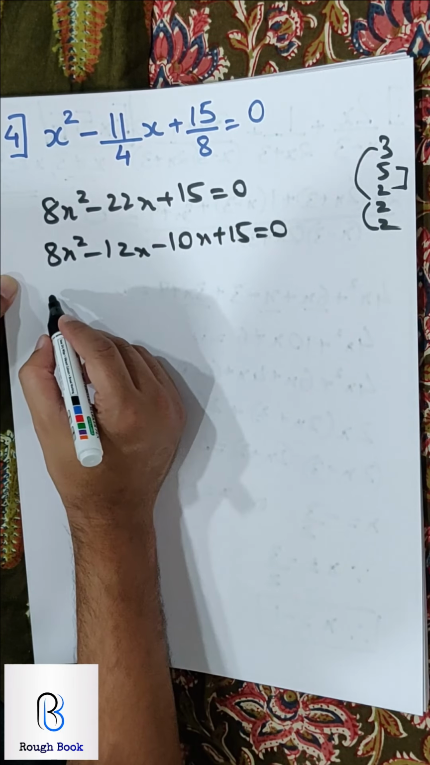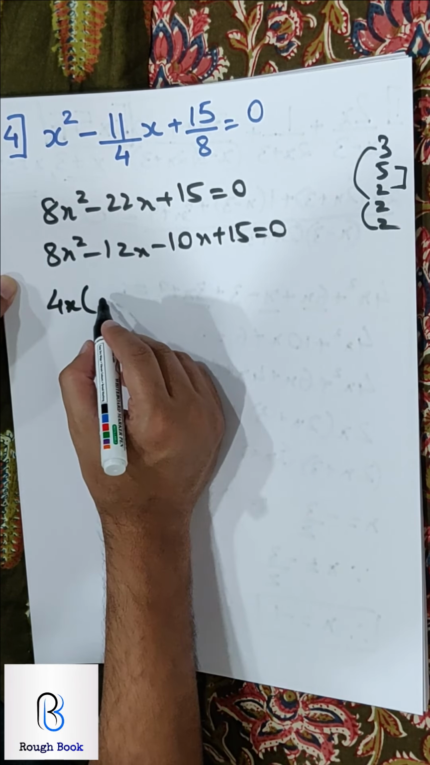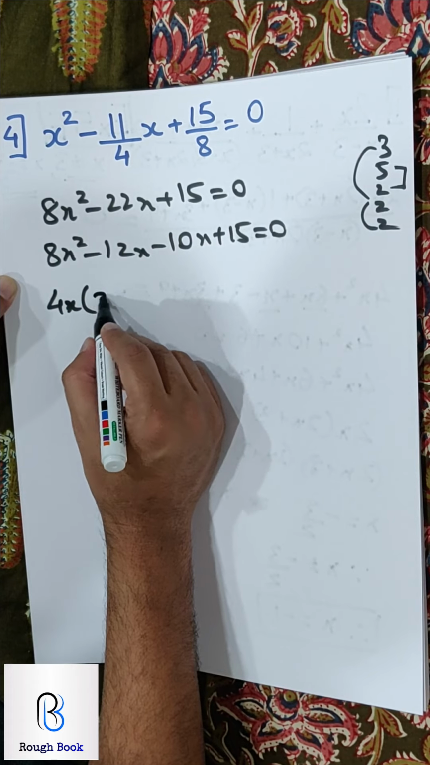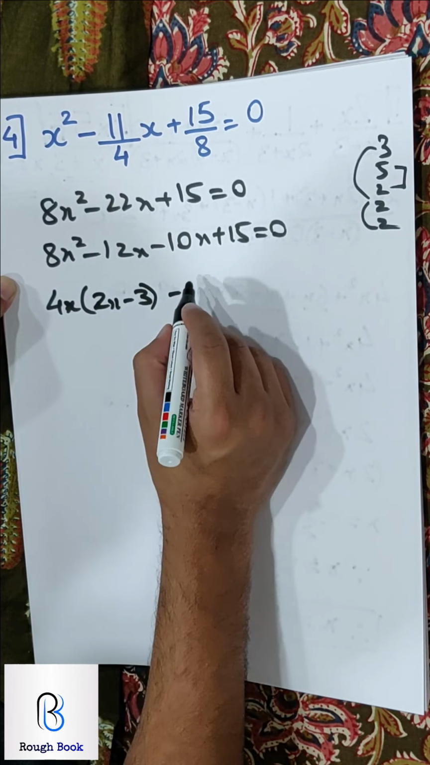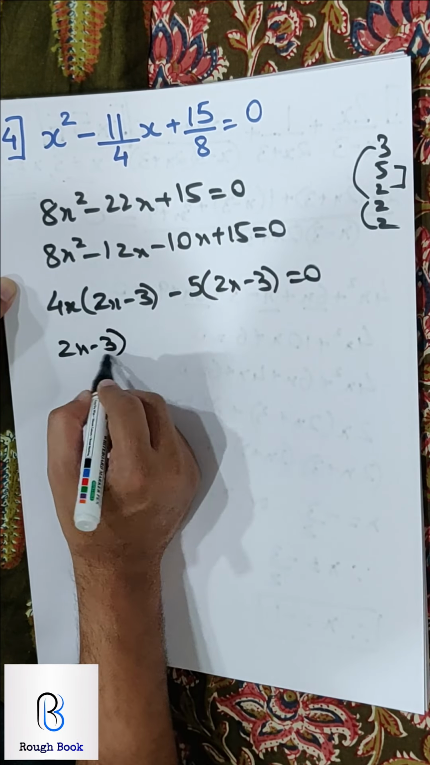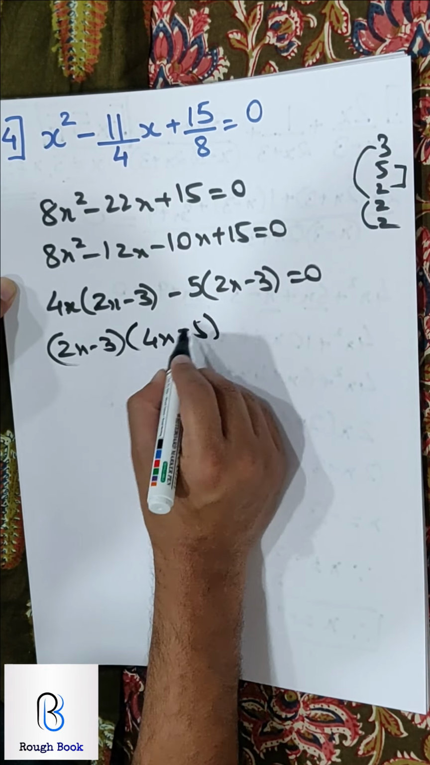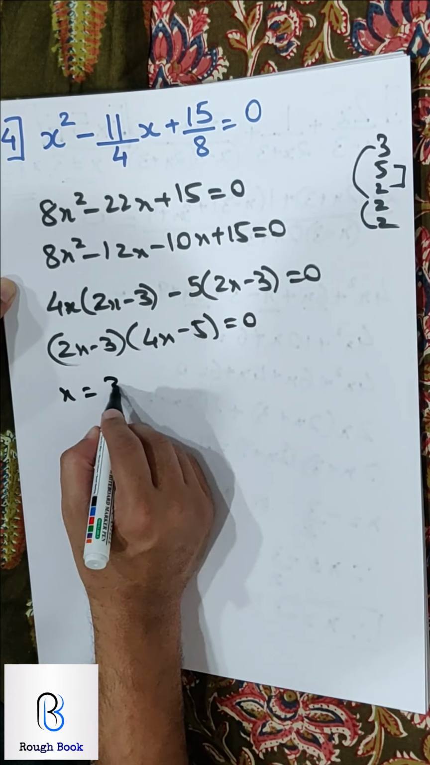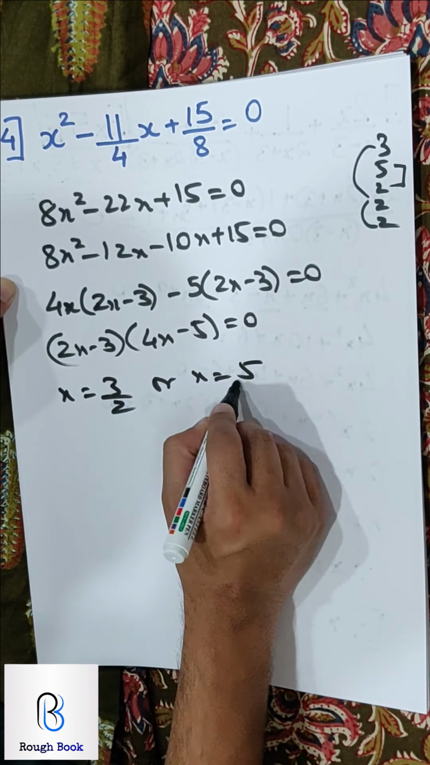So what do I get common? 4x. So I will get 2x minus 3 minus 5, 2x minus 3. So 2x minus 3, 4x minus 5 equals 0. So x is 3 by 2 or x is 5 by 4.